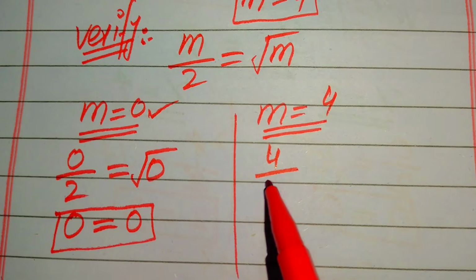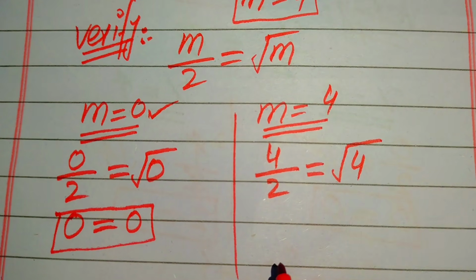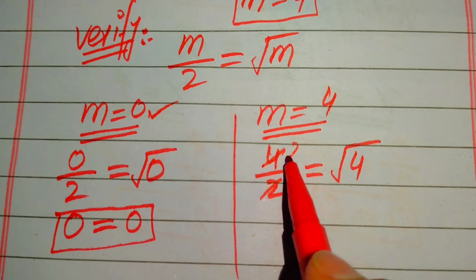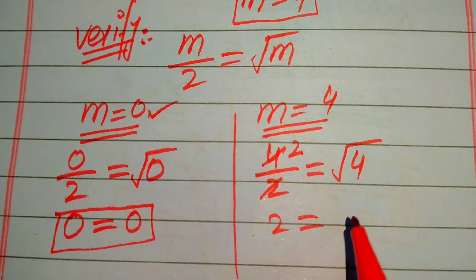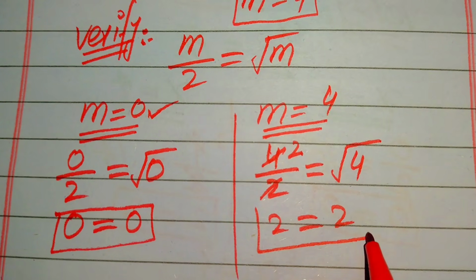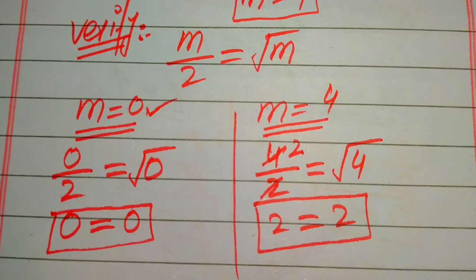So this will be written as 4 divided by 2 is equal to square root of 4. So we have 2 times 2 becomes 4, and we get 2 is equal to square root of 4, which becomes 2. So this again shows that both of the sides are equal.